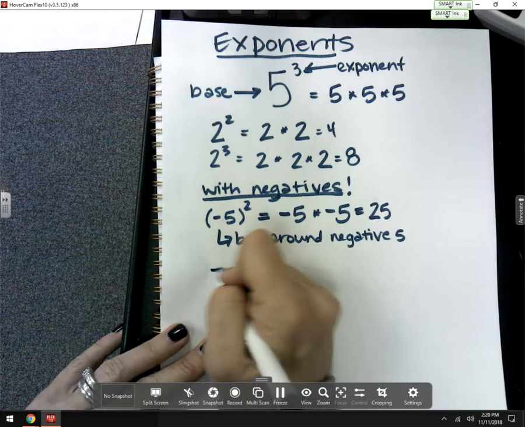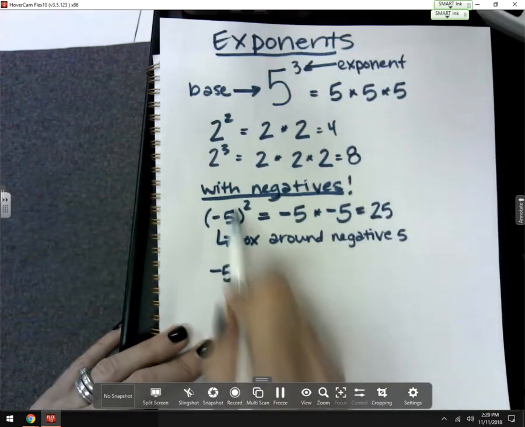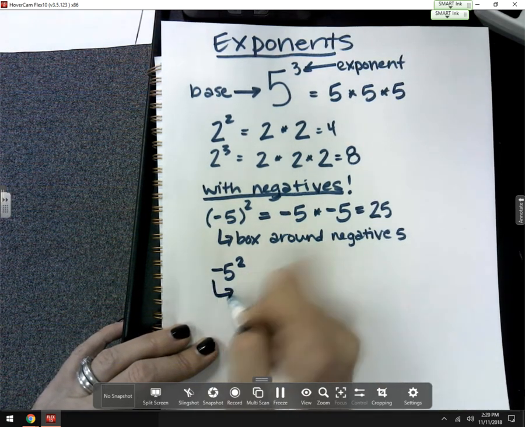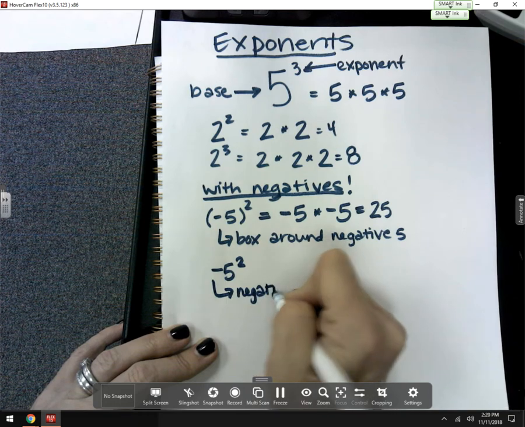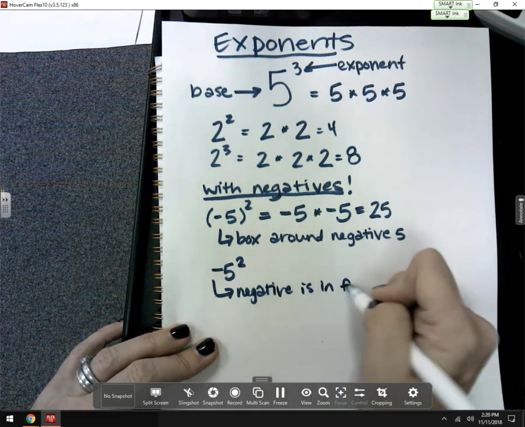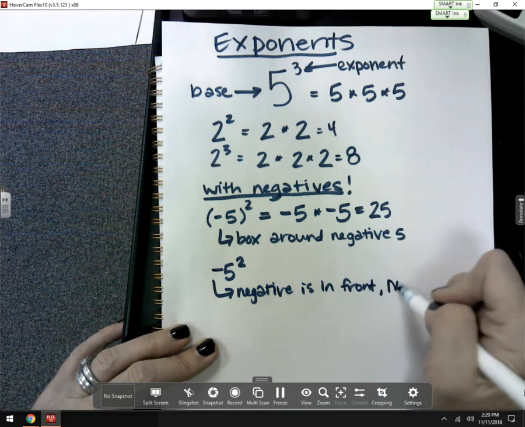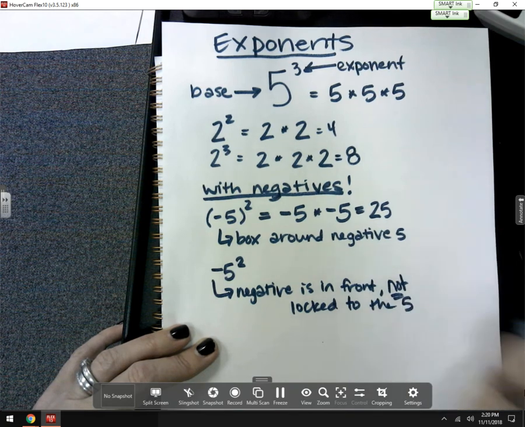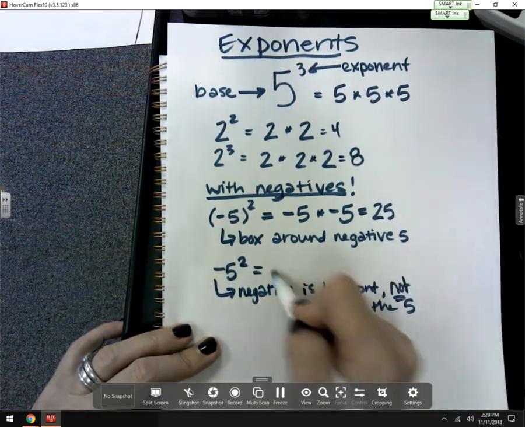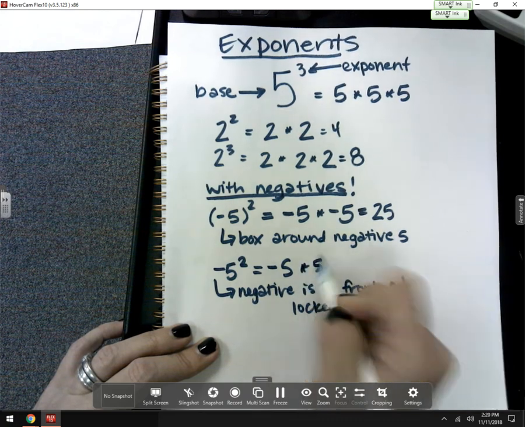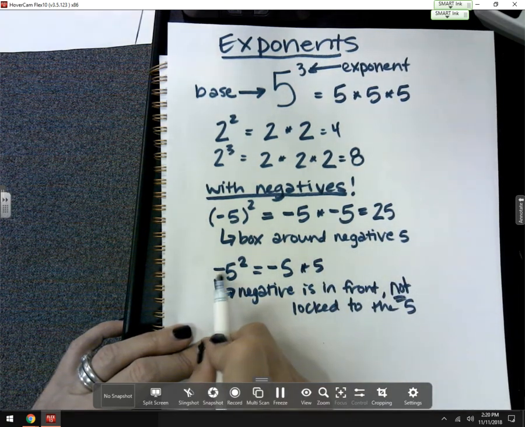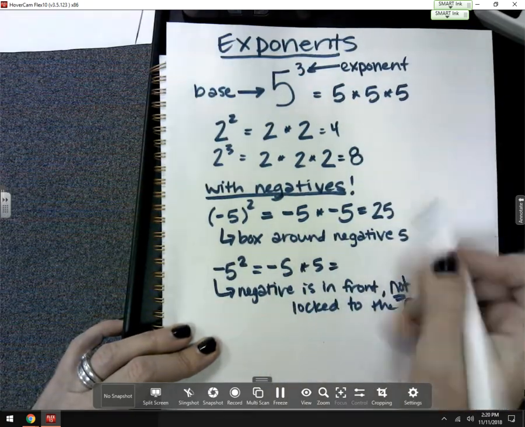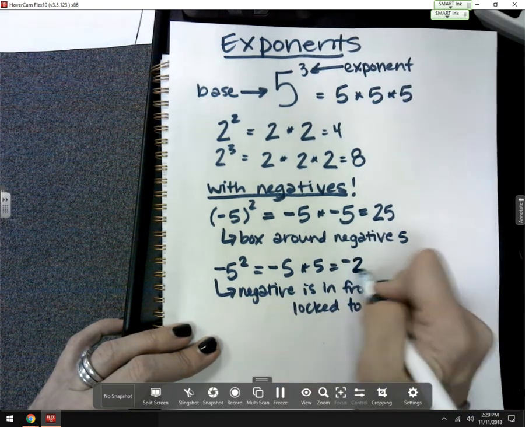Sometimes you might see this. So you see how this is different because it doesn't have the box around it? That means the negative is in front, not locked to the 5. So what this would equal is -5 times 5. So we're doing 5 times itself twice, but the negative is only attached to the first one. So -5 times +5, we know that's going to be a negative. Multiply those numbers together and we get 25.